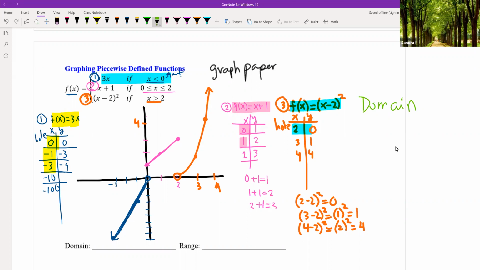Or you can also write it down from negative infinity. I did not mean to put a comma, I meant to put a negative. To 0, and then union with 0 to infinity. Remember, there are 2 holes, so it breaks the graph. Let's go ahead and move on to the range.